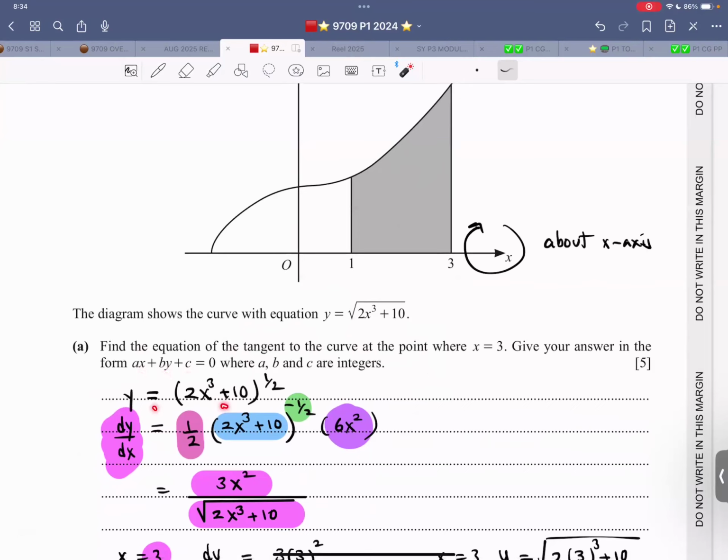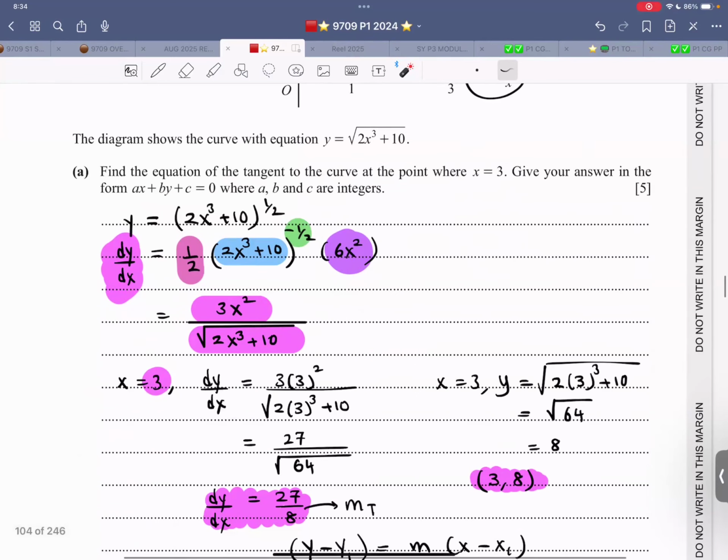Y is this thing, power of half. Differentiate. Half comes down, bracket remains as it is, power reduces by 1. Don't forget to multiply by derivative of bracket. Simplify, the 6 and 2 cancel out, and this is what you have.